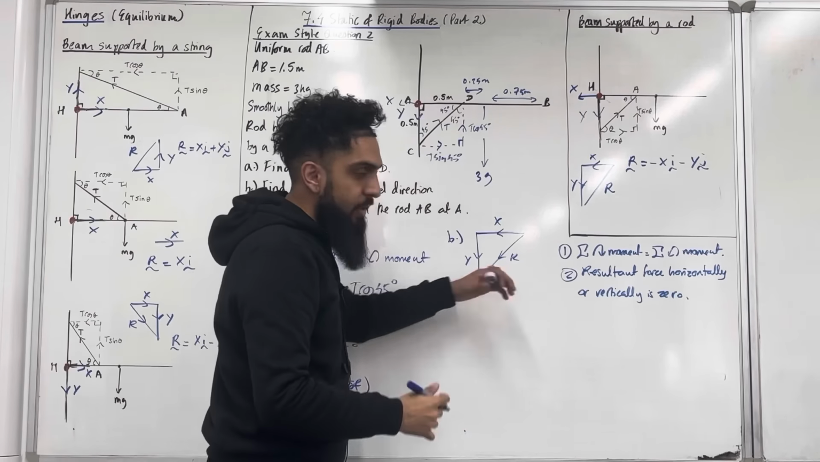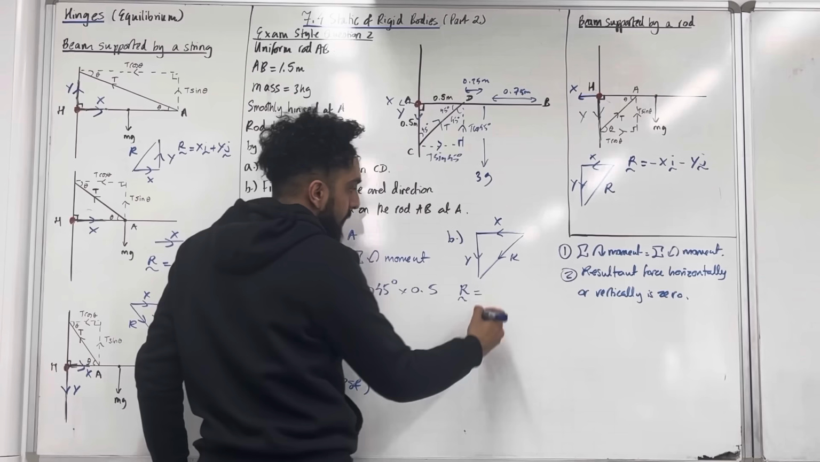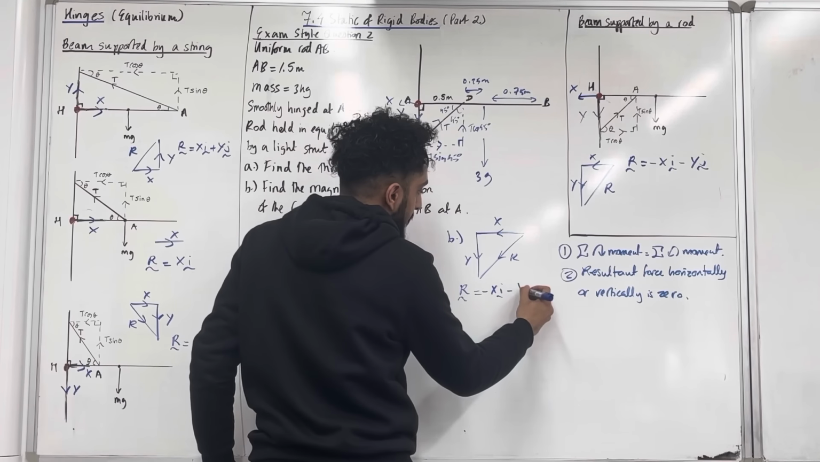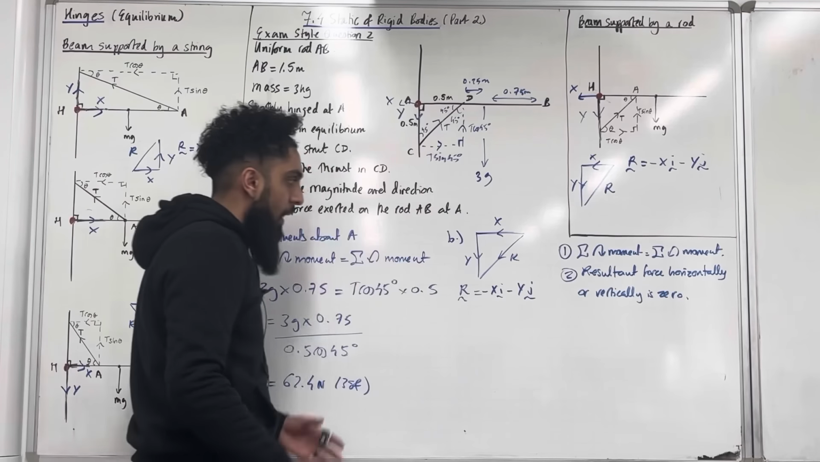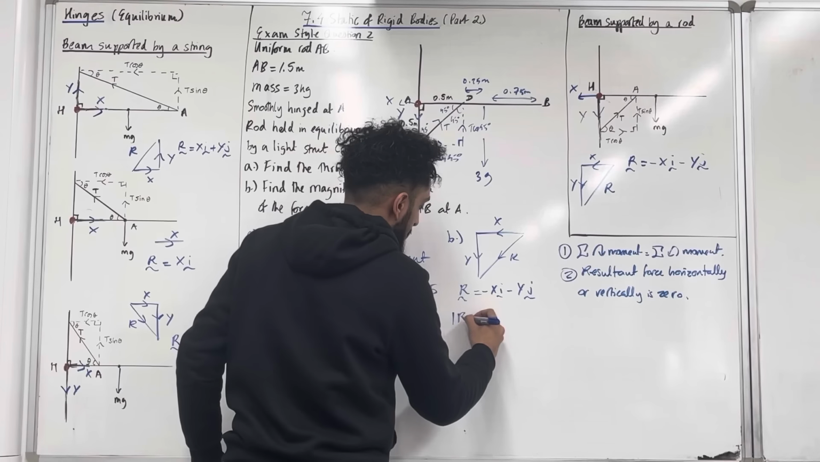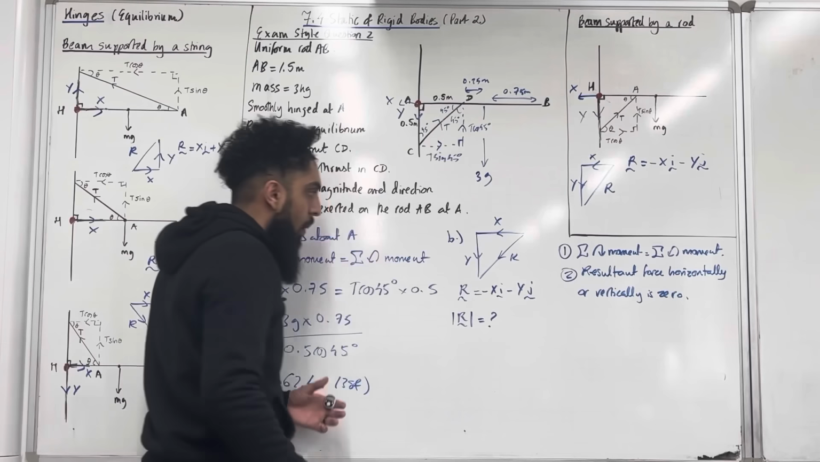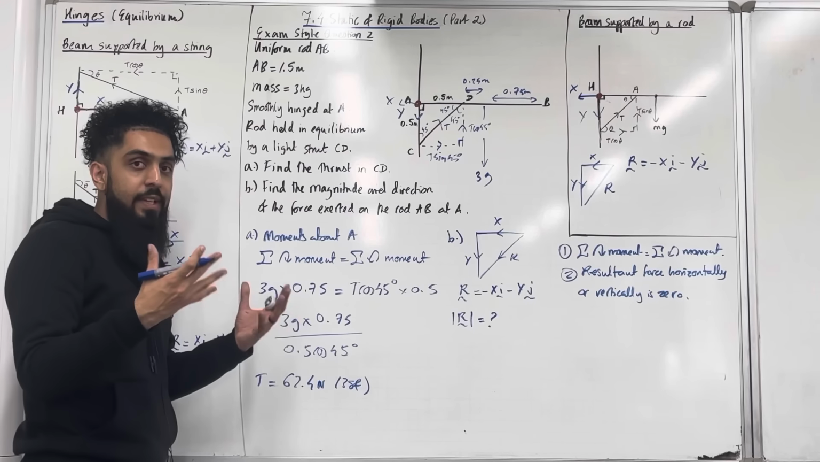So that there is my resultant reaction. I can write it as a vector. This would be minus xi minus yj. So our target is to work out the magnitude of this resultant reaction. That is our target. Well, first of all, we need to work out x and y.